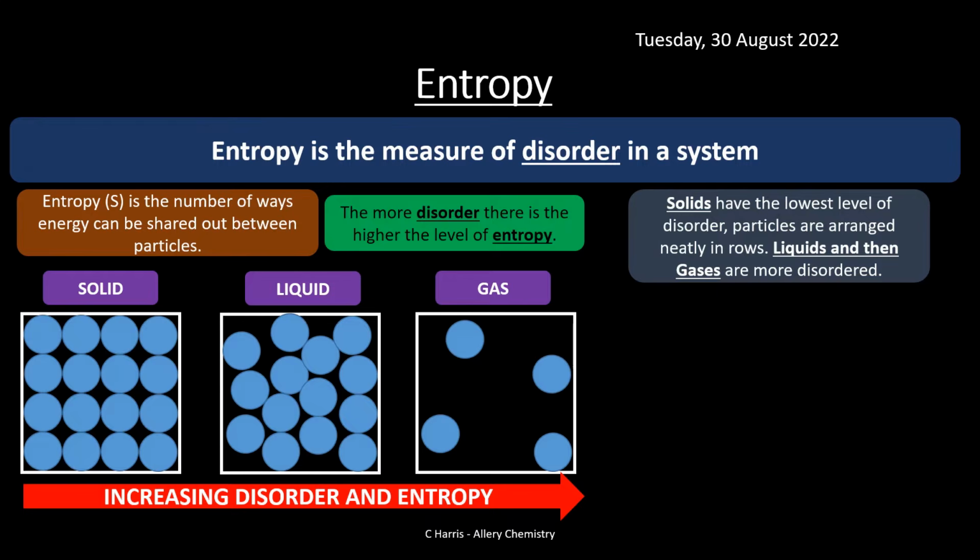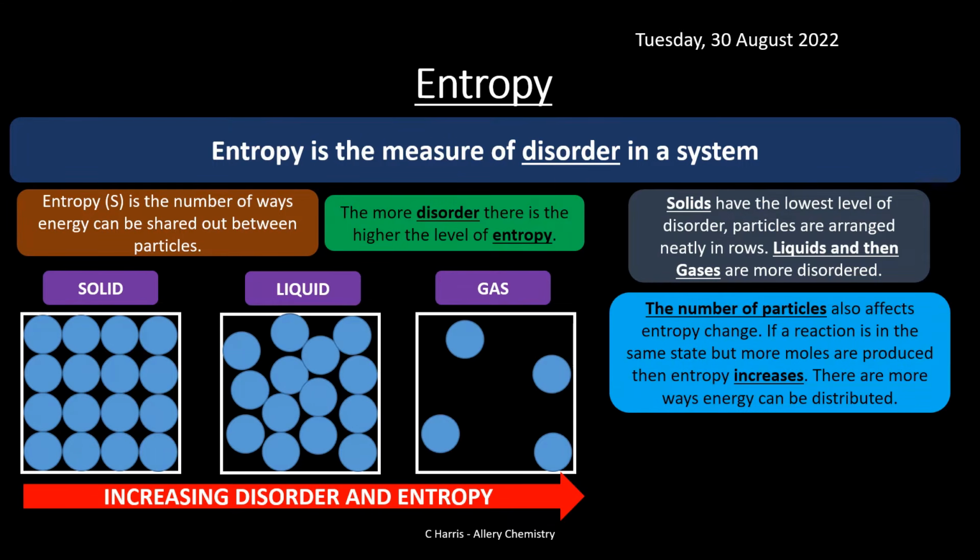Okay? So let's go right back to solids, liquids, and gases. Okay, it gets more difficult than this, don't worry. Anyway, solids have the lowest level of disorder. Particles are arranged neatly in rows. Liquids and then gases are obviously more disordered. I think we can agree on that by looking at the diagrams there. So the number of particles also affects the entropy change. If a reaction is in the same state but more moles are produced, then entropy increases because there are more ways in which that energy can be distributed. So remember the number of particles in there.